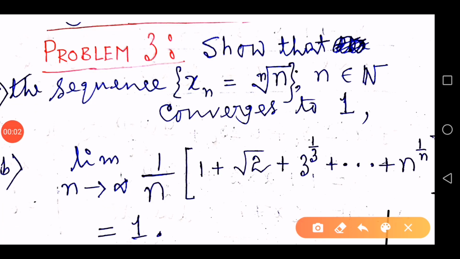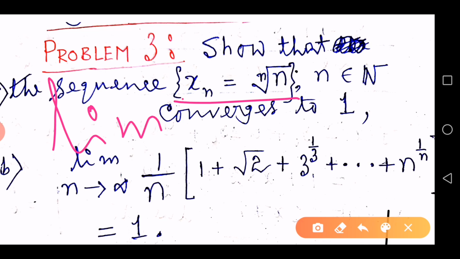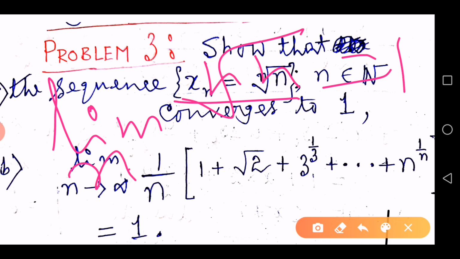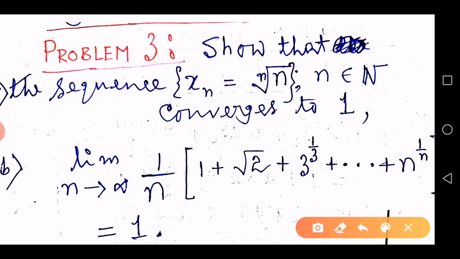This is problem 3. Two parts are there. First we have to show the sequence xn is equal to nth root of n converges to 1, that is limit of nth root of n is equal to 1 as n tending to infinity. And the second part is limit n tending to infinity of 1 by n into summation of (1 plus root 2 plus 3 to the power 1 by 3 up to n to the power 1 by n) equal to 1.